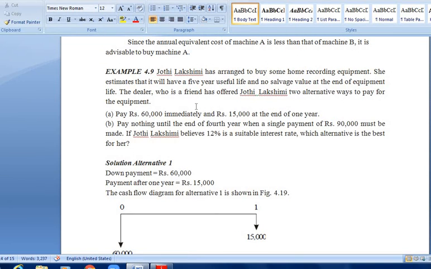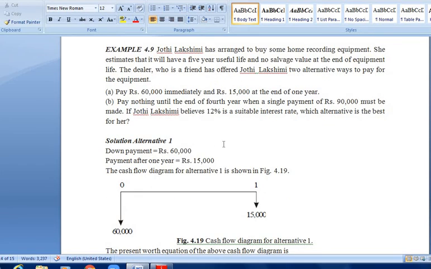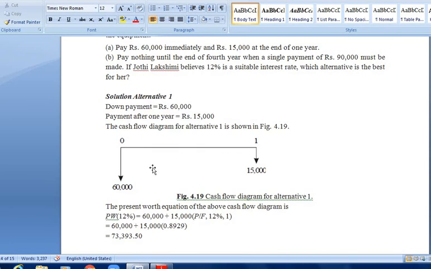See here, let us solve the last problem. Jyoti Lakshmi has arranged to buy some home recording equipment. She estimates that it will have a 5-year useful life and no salvage value. The dealer, who is a friend, has offered Jyoti Lakshmi two alternative ways to pay for the equipment. Pay rupees 60,000 immediately and 15,000 at the end of the year. So she has two options to buy that home recording equipment: 60,000 initially and after 1 year 15,000. So this will be the cash flow diagram.